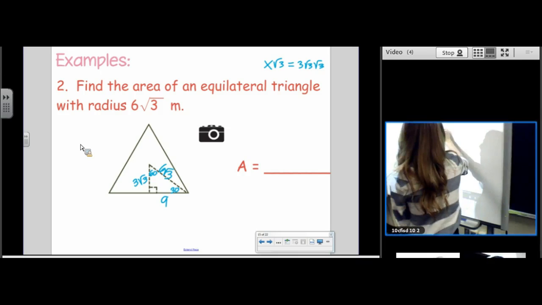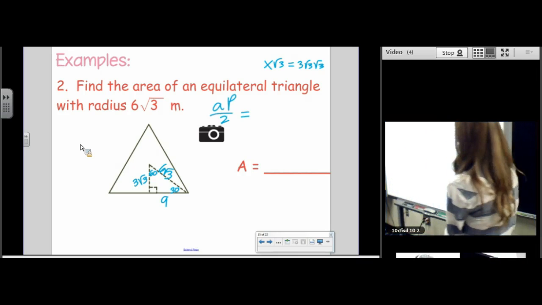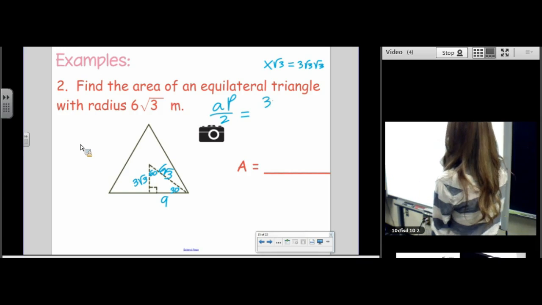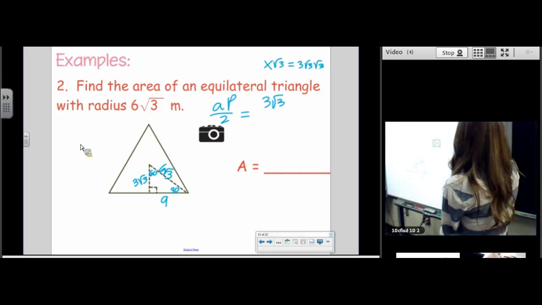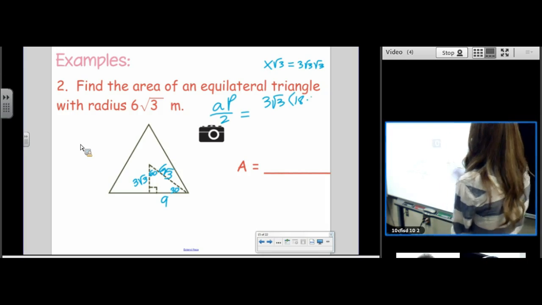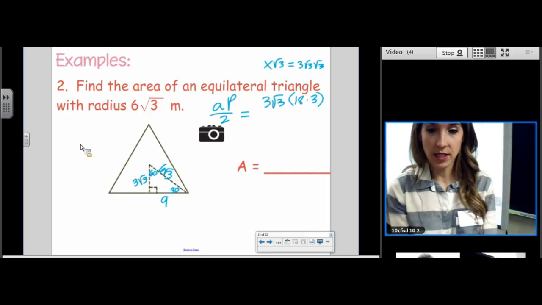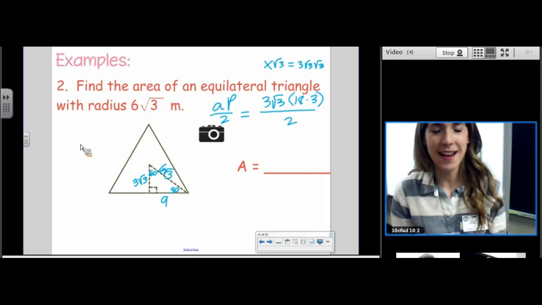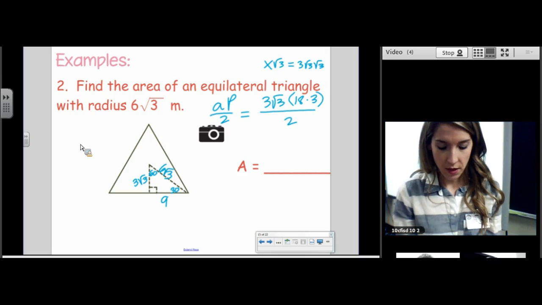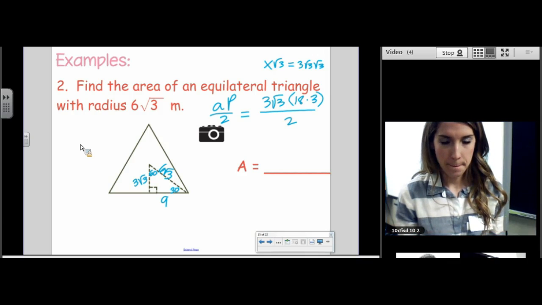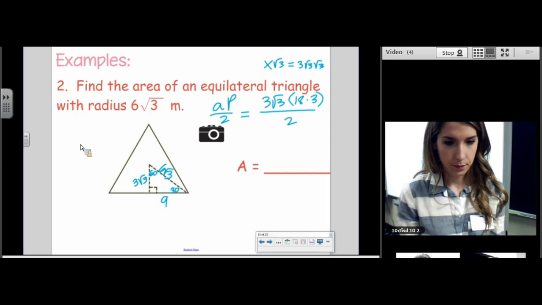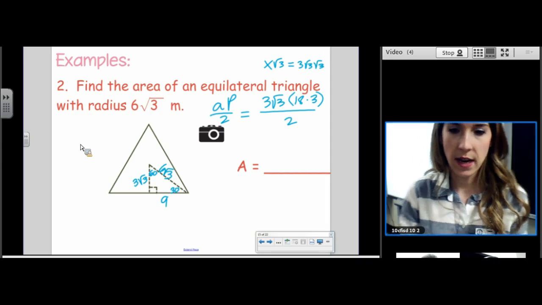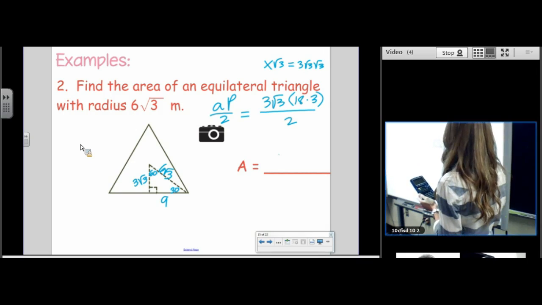All right, formula. Apothem times perimeter divided by 2. The apothem is 3√3. The perimeter is side times the number of sides. Each side is 18, and there's 3 sides, divided by 2. Don't forget the divide by 2. Don't do all of that work and then forget to divide by 2, okay? So in my calculator, I do 3 times 18 times 3 divided by 2. The answer is 81√3 meters squared.